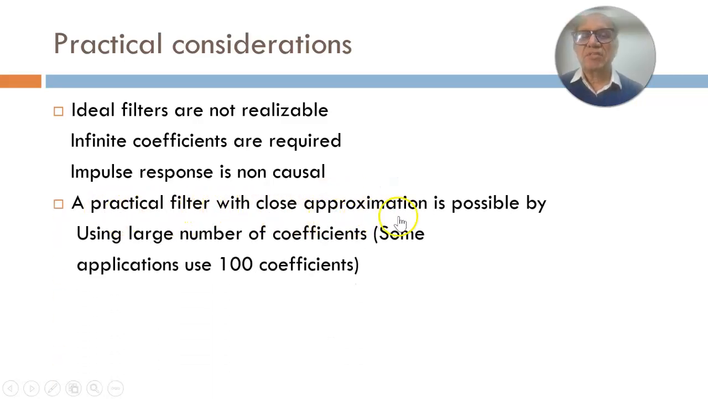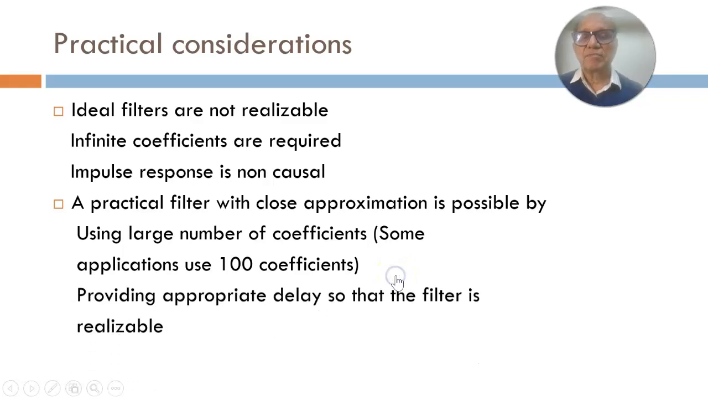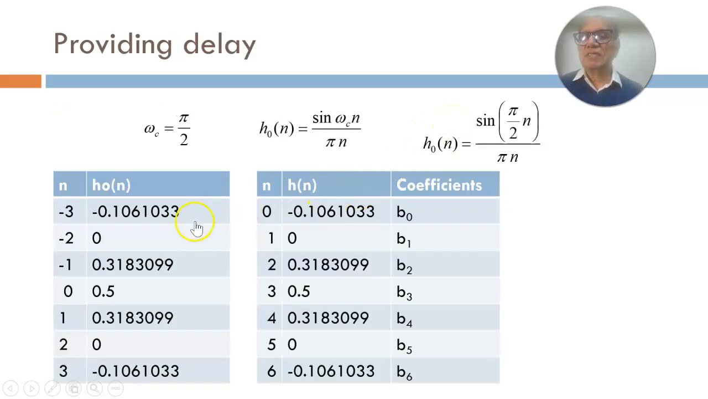A practical filter with close approximation is possible by using a large number of coefficients. Some applications use something like 100 or 101 coefficients, and providing appropriate delay so that the filter is realizable. Obviously, the more coefficients you use, the more the delay is going to be. So with a larger delay, if you can tolerate that, then you can get a good filter response. Okay. So let us look at what this means practically.